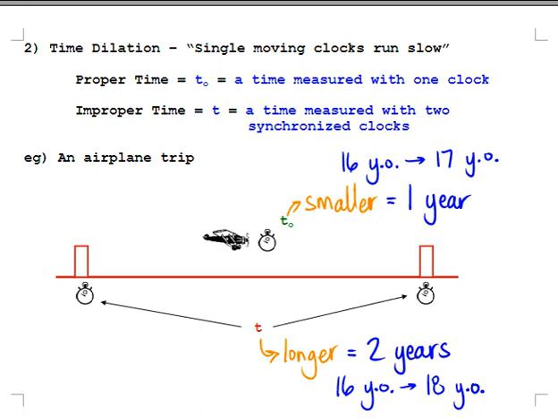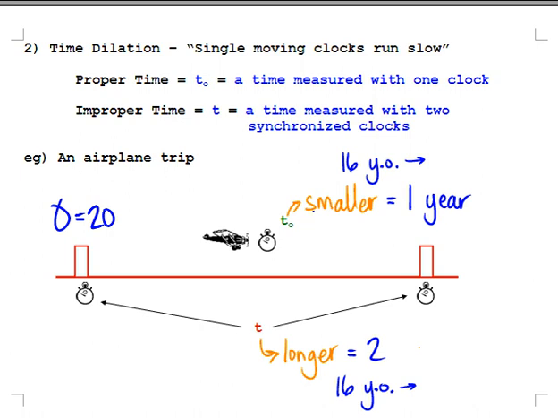Let's go even a step further. Here's where it gets really weird. What if we put Susie on the airplane and we make her go so fast, she's got this wicked airplane, she can go like 99.9% the speed of light. And what if we get a gamma value of 20? So let's think about that. What if gamma was equal to 20? What if the clocks were off by a factor of 20?